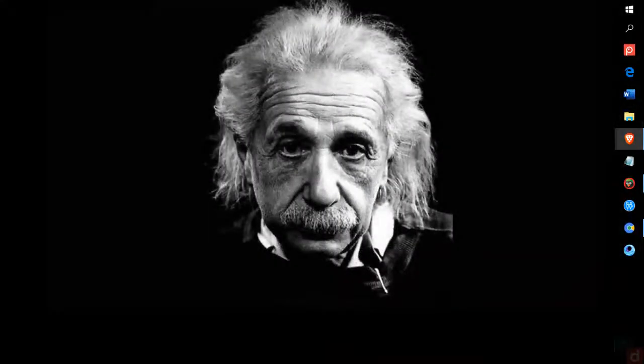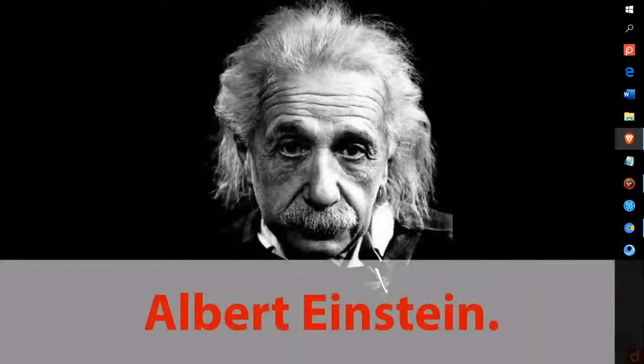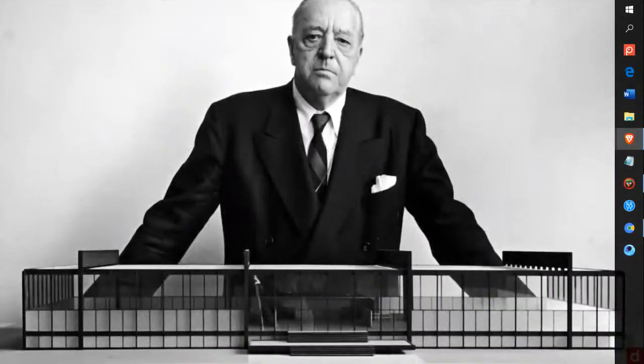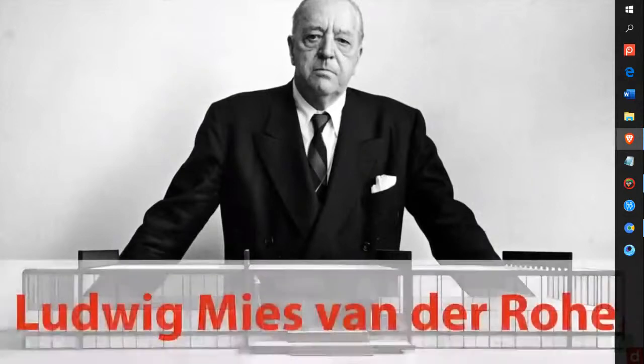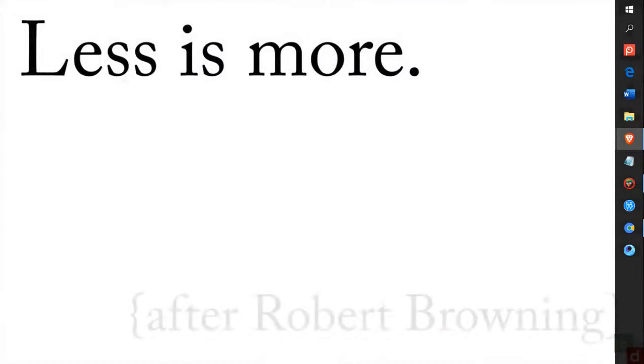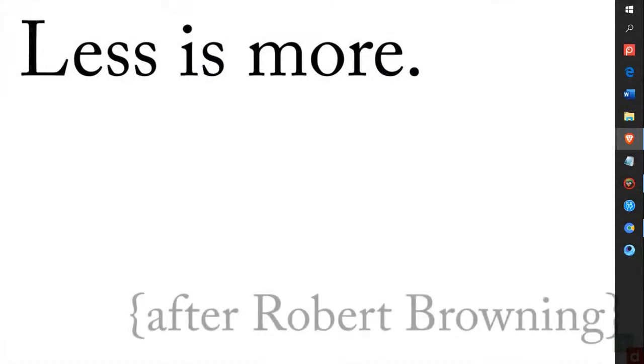Now, let's go to a wonderful quote from our friend Albert Einstein, who said, "Everything should be made as simple as possible, but not simpler." That's true in presenting your analysis. Or, if you want to go see the architect and designer Ludwig Mies van der Rohe, who said, "Less is more." It's actually Robert Browning who originally said that, but Mies van der Rohe popularized it.